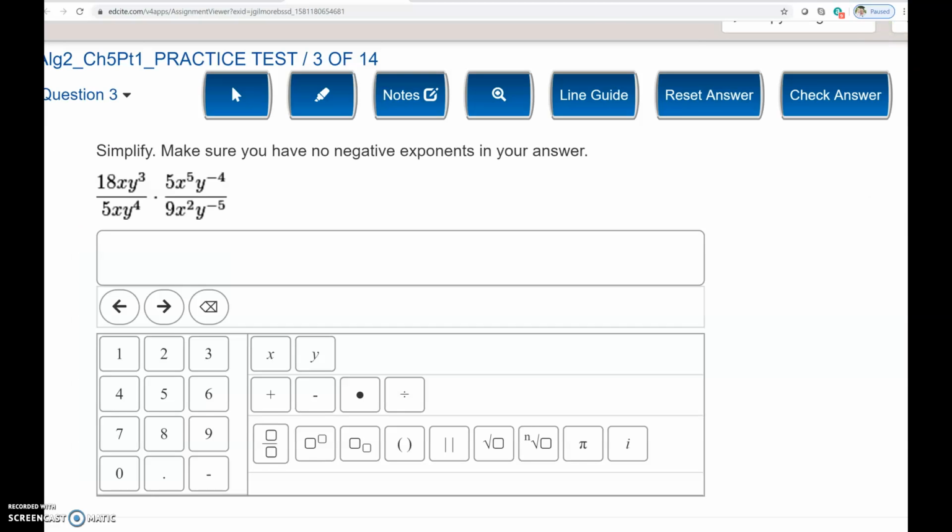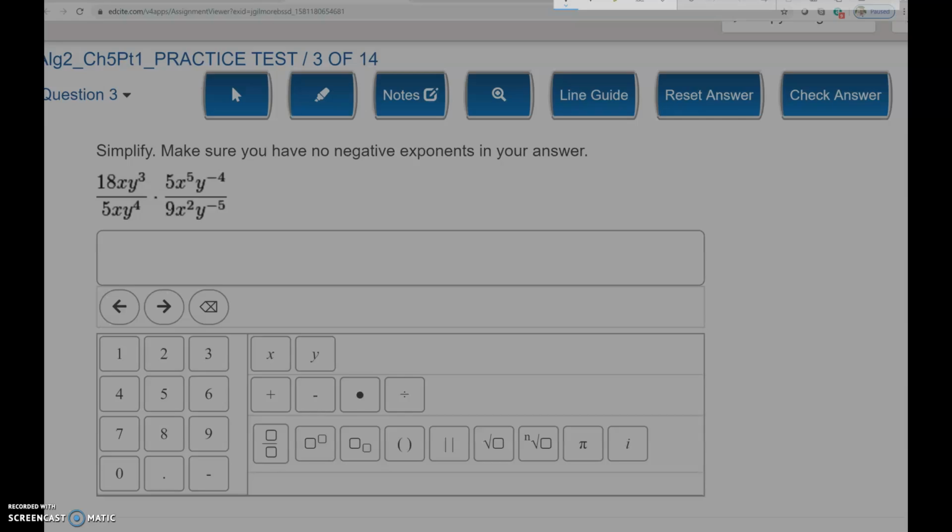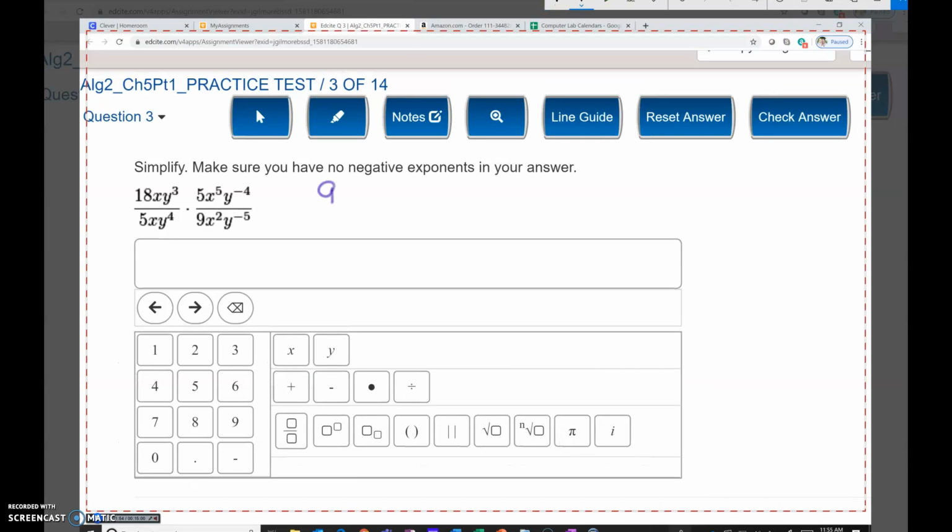Okay, number 3 looks a lot crazier than it is. You need to multiply everything on the top together. That will give us 90. 18 times 5 is 90. x times x to the 5th is x to the 6th. y to the 3rd times y to the negative 4th is y to the negative 1. On the bottom, 5 times 9 is 45. You don't add the numbers, you are still multiplying.